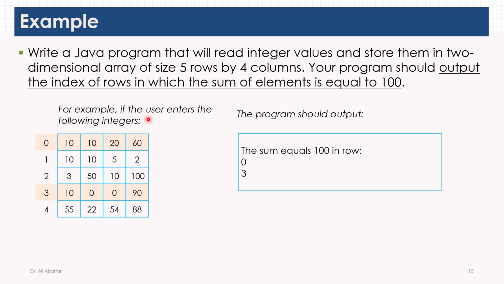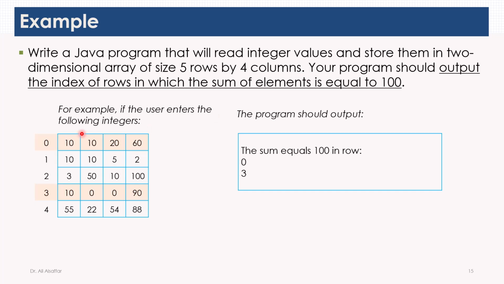After discussing the common processing or tasks of two-dimensional arrays, now is the time to show you how to put these processings or tasks into practice. To do that, we would like to have the following example. In this example, we want to write a Java program that will read integer values and store them in a two-dimensional array of size 5 rows by 4 columns.